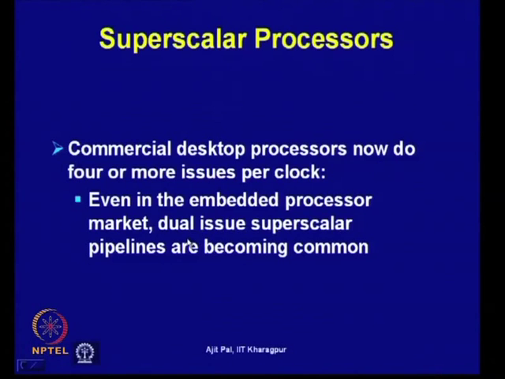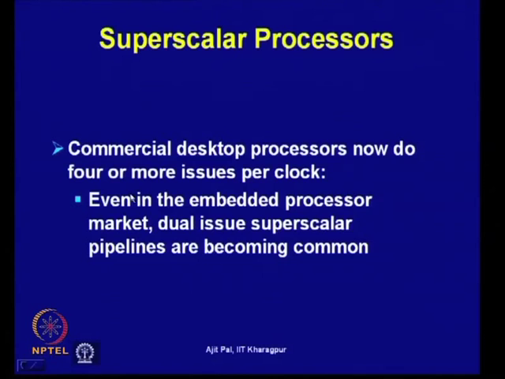Now, based on this, superscalar processors have been introduced commercially, and commercial desktop processors now do 4 or more issues per clock. Even in the embedded processors market, dual issue superscalar pipelines are becoming common. We have already seen that the minimum instruction level parallelism present is 2, even without loop unrolling and other sophisticated things. In the basic block of a program, the instruction level parallelism available is 2. So a superscalar processor with an issue rate of 2 is quite common, and then of course you can go beyond 2, to 4 or more.